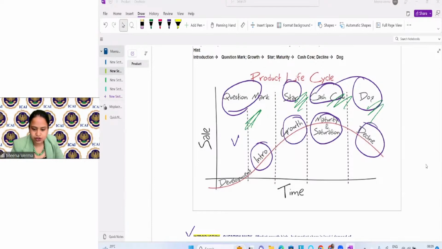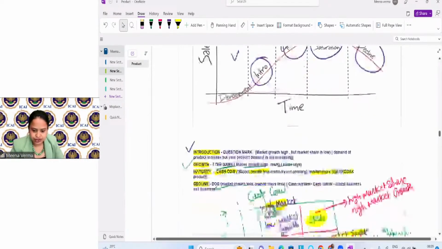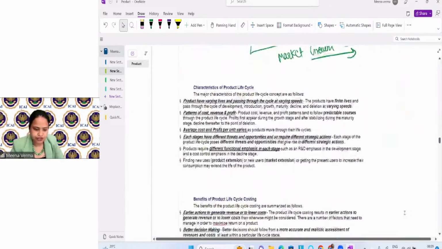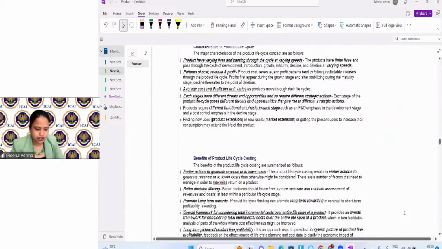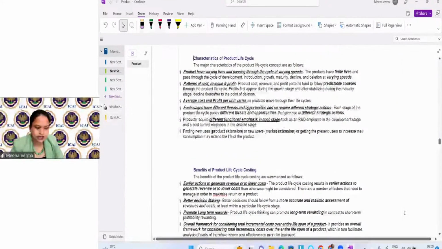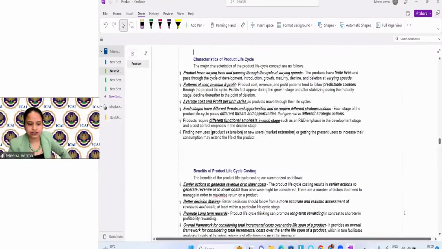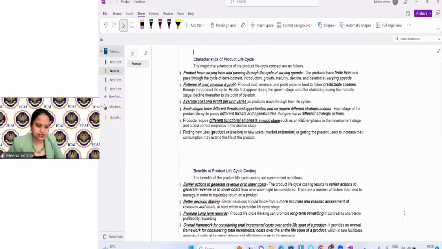Okay. So after this, what we will do, I have a question. So we will take some questions after this, right? We have covered product life cycle here. Okay, let's read these points also quickly, and then we will take a break. Then after that, we will solve some questions, and then we will start Pareto analysis.